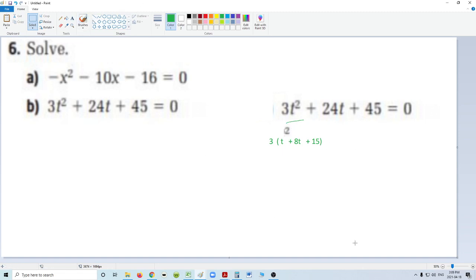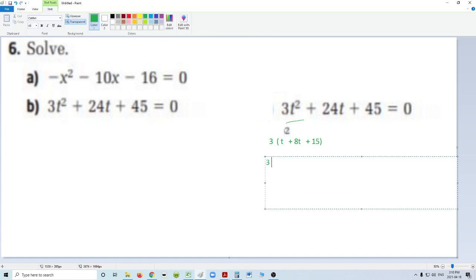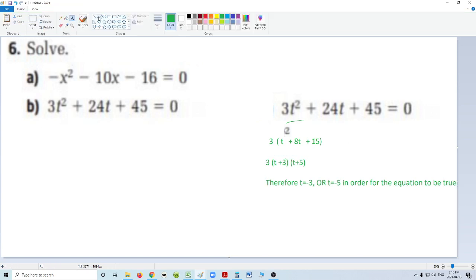So now all we have to do is our factoring and say what number multiplies out to equal positive 15, and adds to positive 8. And that's very quickly 5 and 3. So we can immediately replace our expression here with the factored form. 3 times (t plus 3) times (t plus 5) is the only way it works. Therefore, t is equal to minus 3 and/or t is equal to minus 5 in order for the equation to be true. And those are the only possible values of t where this equation will work.